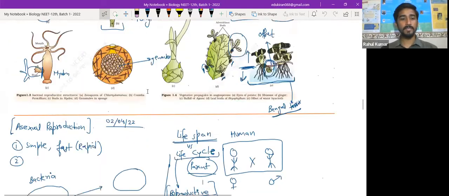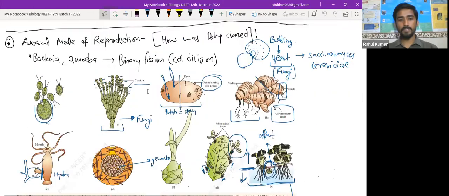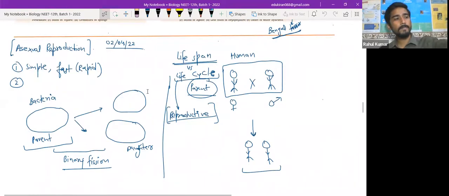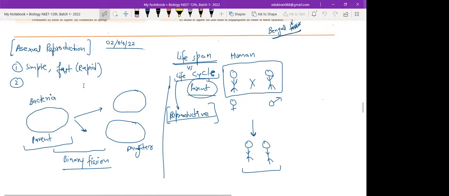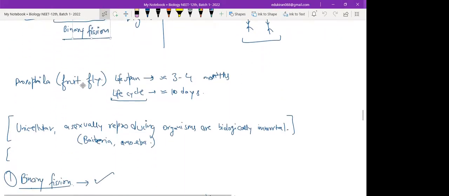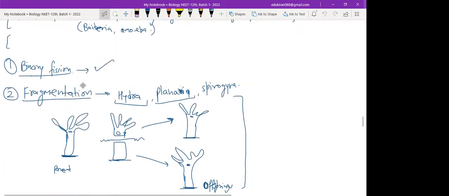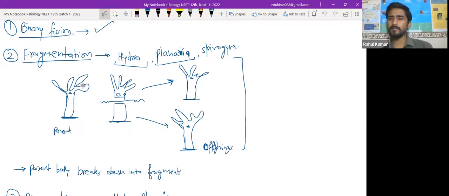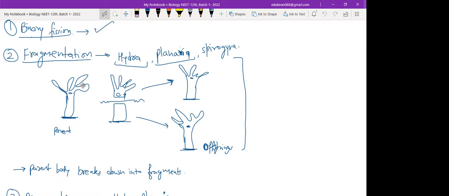So let me ask Atif. Atif, what did you understand from asexual reproduction? Just shed some light on asexual reproduction, various modes. Yes, in asexual reproduction, there is only one parent involved, and there are five types: budding, fragmentation, regeneration, vegetative propagation, and binary fission. There can also be multiple fission, but basically it comes in the same category as fission. Okay.